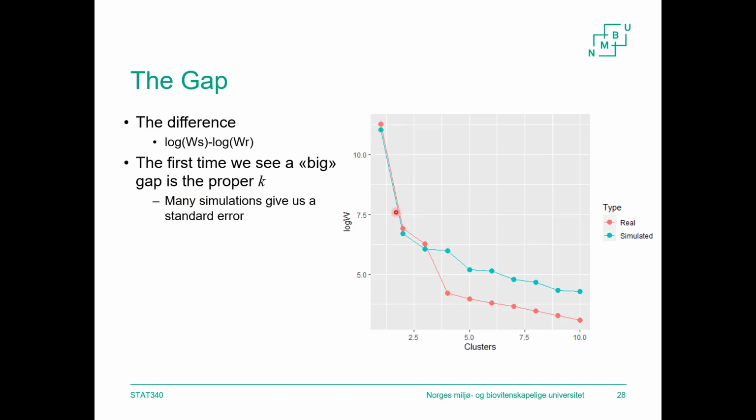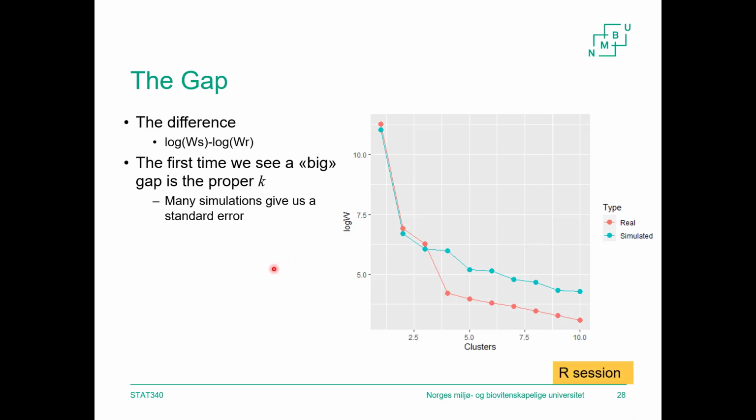And this blue, in this case, is based on one single simulation. That's why it's a little bit up and down here. If you use many simulations, you will get a smoother blue curve, and you will also get some standard errors, bars you could imagine on the blue one here. And that should also be taken into consideration, because the gap must really be bigger than the standard deviation to be a sort of significant gap in a sense.